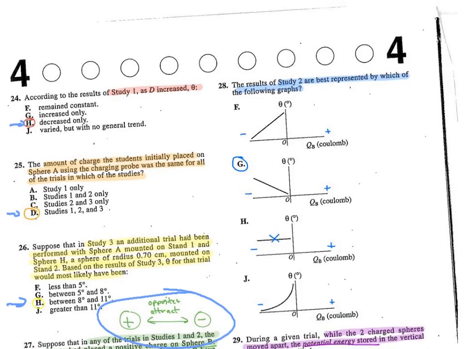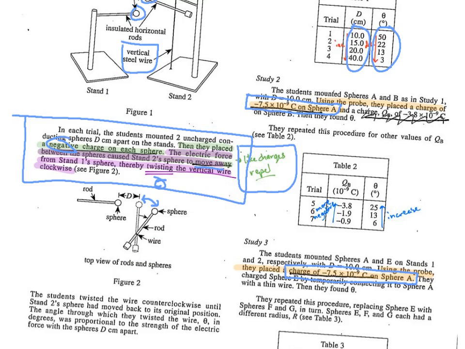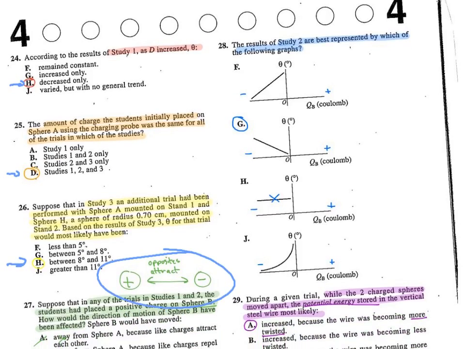For 28, the results of study 2 are best represented by which of the following graphs? So study 2, I'll look at the data here. When Q, which is the charge, becomes more negative, goes from negative 0.9 to negative 1.9 to negative 3.8, so it's becoming increasingly negative, theta increases positively. So if we look at 28, as Q in coulombs becomes more negative, or moves this direction, theta, which is on our Y, increases. So this is our trend, letter G.